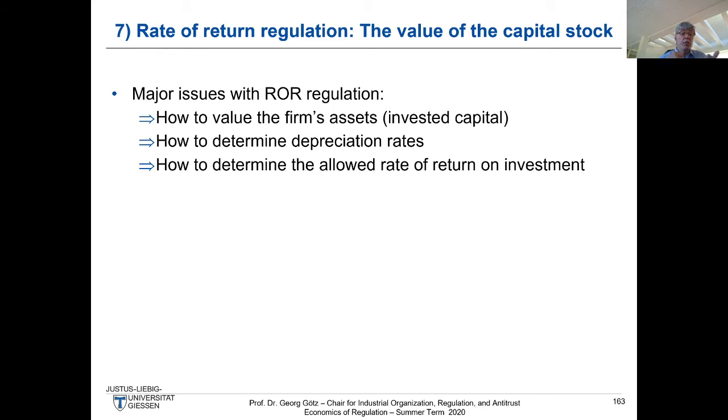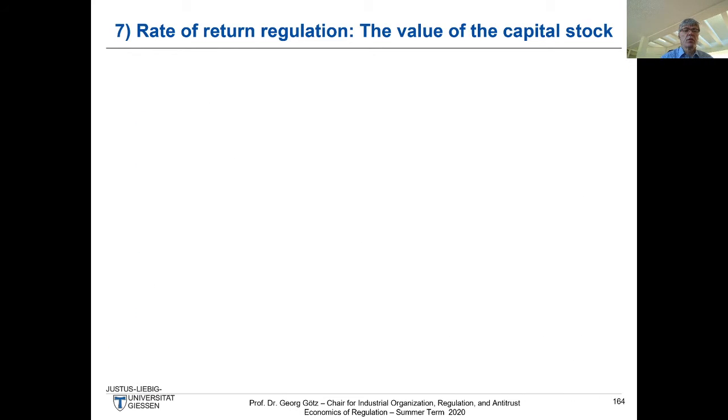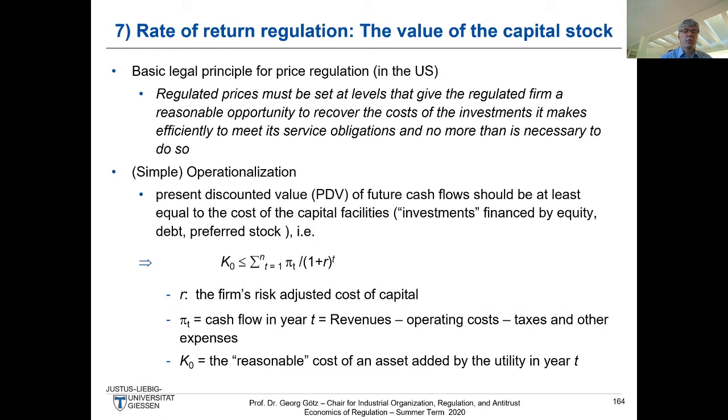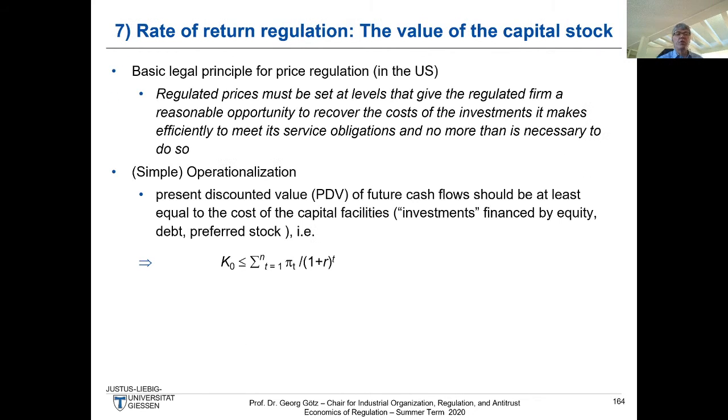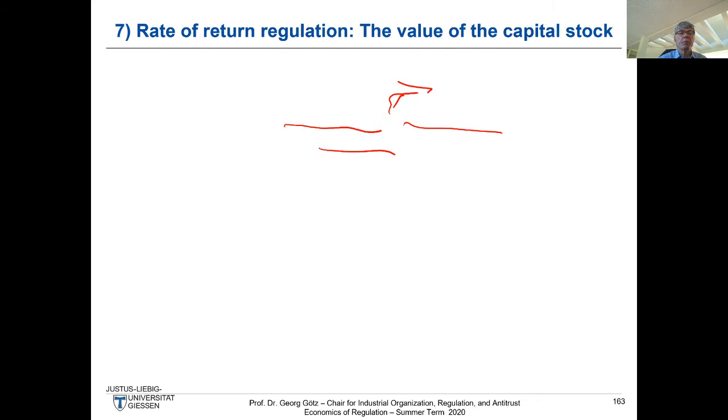It's not so clear, because how do you value firms' assets, the invested capital, and how do you determine depreciation rates? You will see, is it the original value? Is it the value if you want to buy it again? I think it's called reproduction value. I already forgot how this term is in English. In German, it would be Wiederbeschaffungswert.